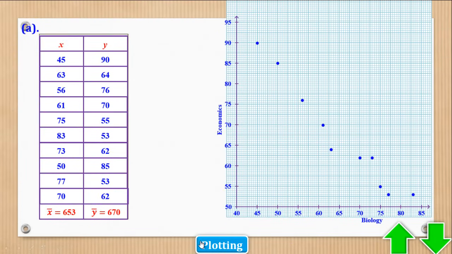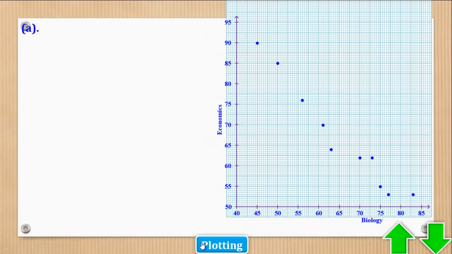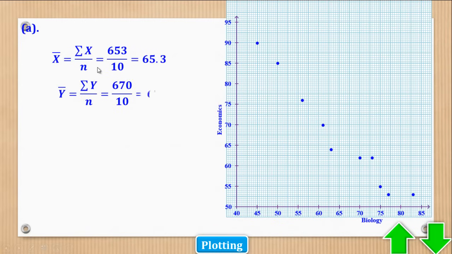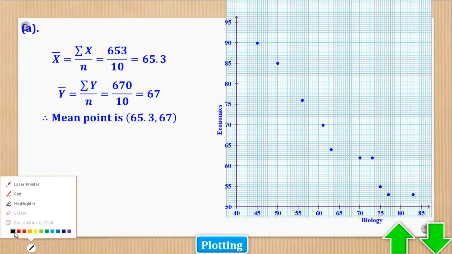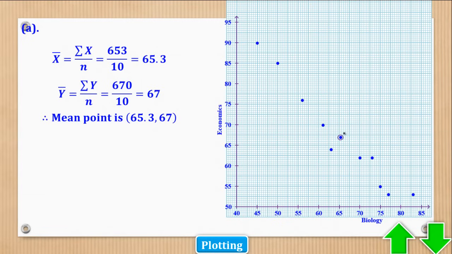Those are the summations which we use to get the mean. So you come and say that x bar is now that and y bar is now that. Therefore, the mean point is that. So we need to add this extra point on our graph. So let's add it there. We circle it. If you have been circling the other points, you can put a capital M to mean the mean point.